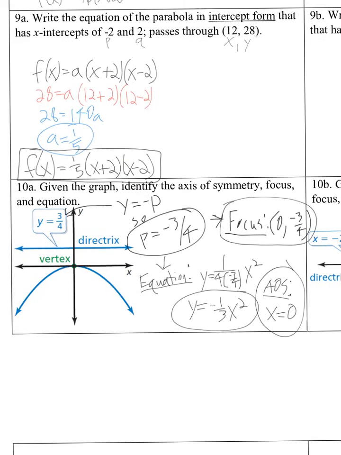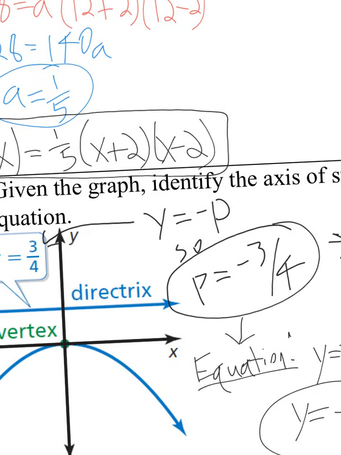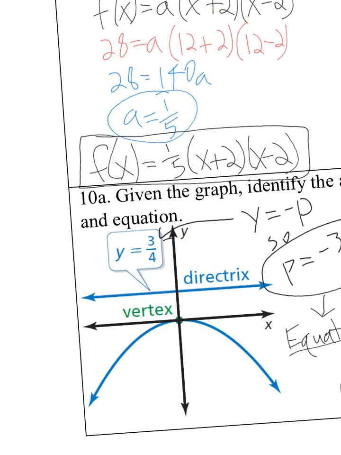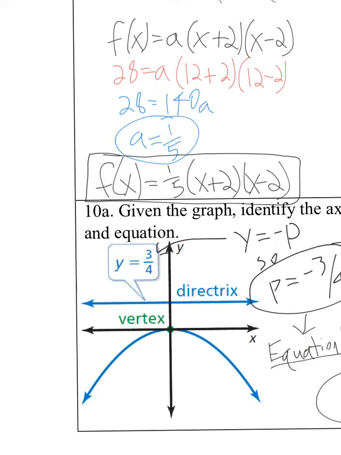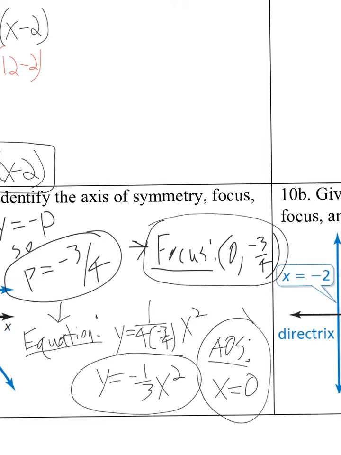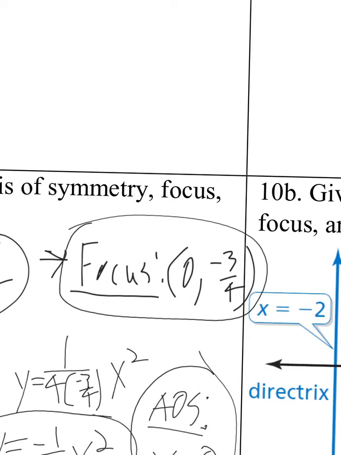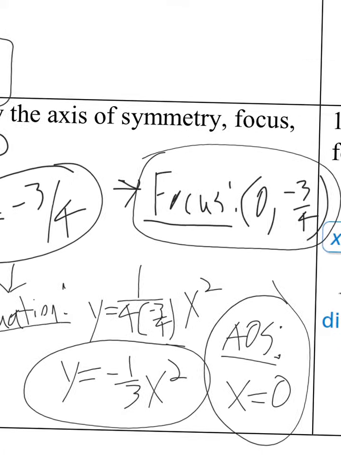But given this graph, identify the axis, symmetry, focus, and equation. So it gives me one piece of information, the directrix, which means the directrix is y equals negative p. So I said p equals negative 3 over 4. Why? Because it says y equals positive 3 over 4. So that led me to this. The focus must be 0, negative 3 over 4, since the focus is 0, p.